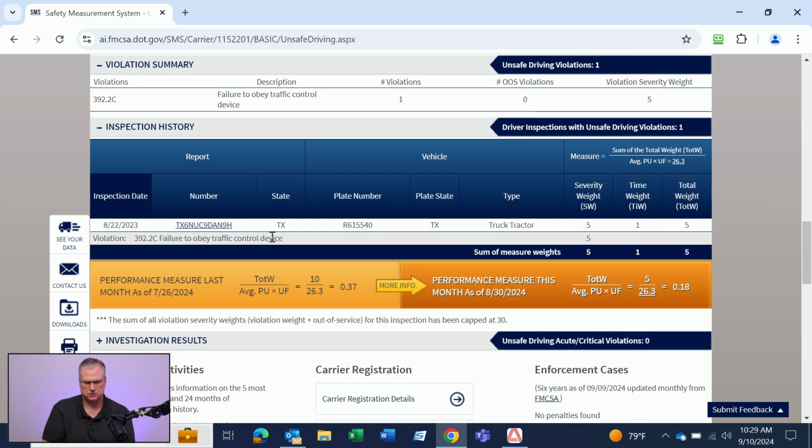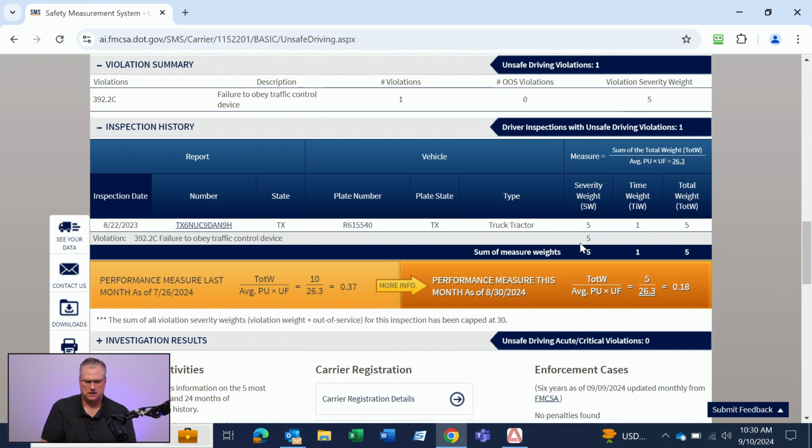So you're going to look at this here, and you're going to see, hey, there was a failure to obey a traffic control device, whether it was a stop sign, whatever, a light that was run. And it's not going to give you any other information other than the inspection number, the state where it happened, and the license plate of the truck. And then all of these scores come with a severity weight. The severity weight is 5, and then it has a time score of 1, giving you a total weight of 5.